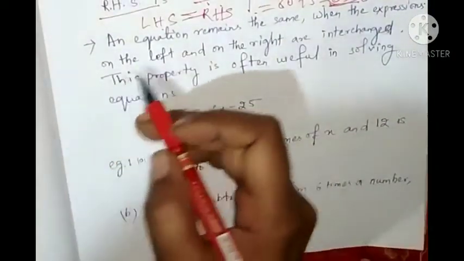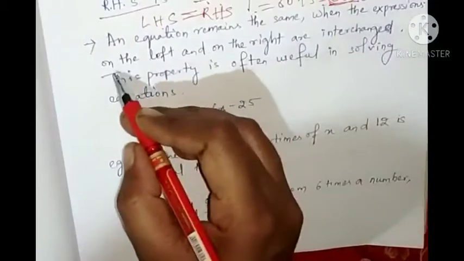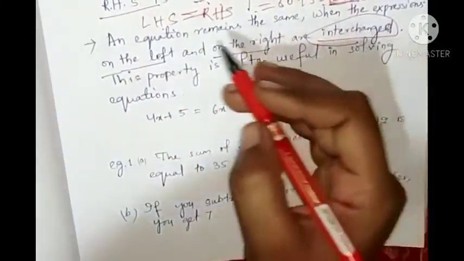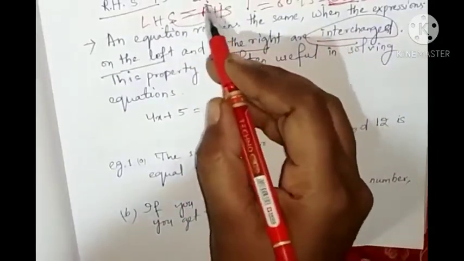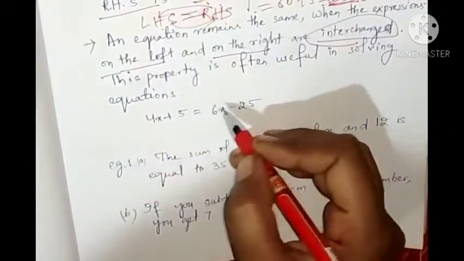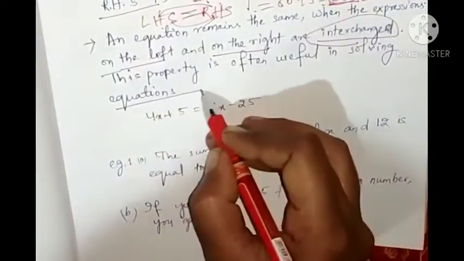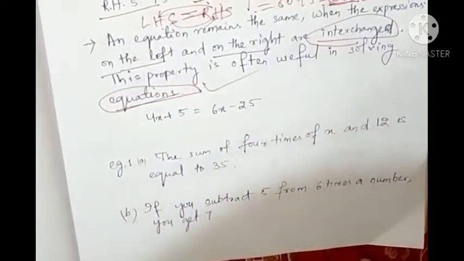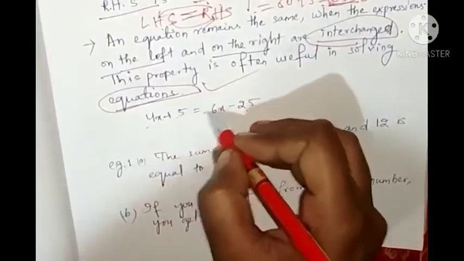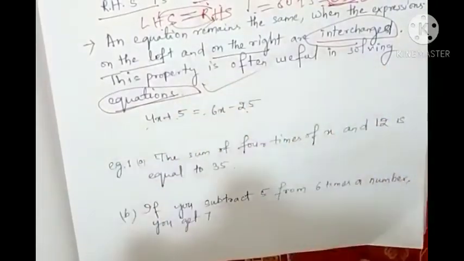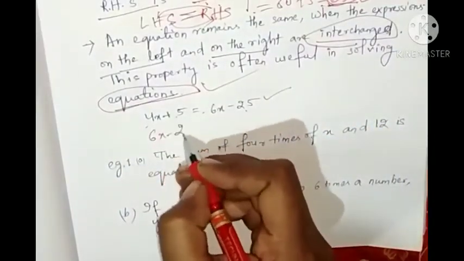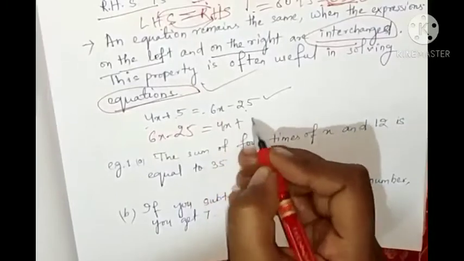Next you see that an equation remains the same when the expressions on the left and on the right are interchanged. This property is often useful in solving equations. Like here, 4x plus 5 equal to 6x minus 25. This one is an equation, you can write it as 6x minus 25 equal to 4x plus 5.